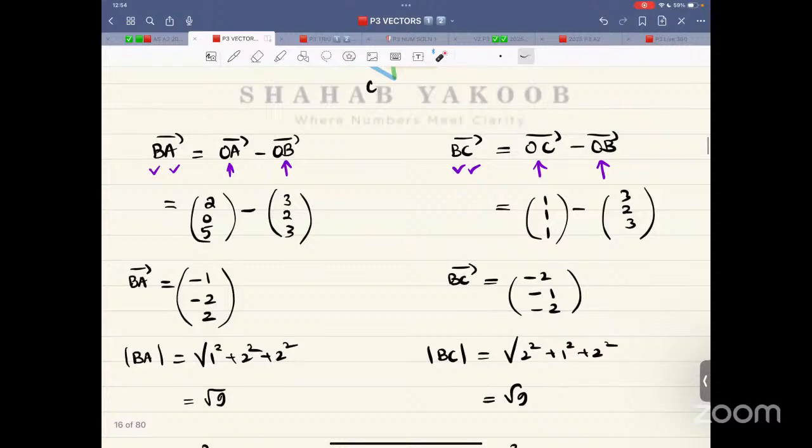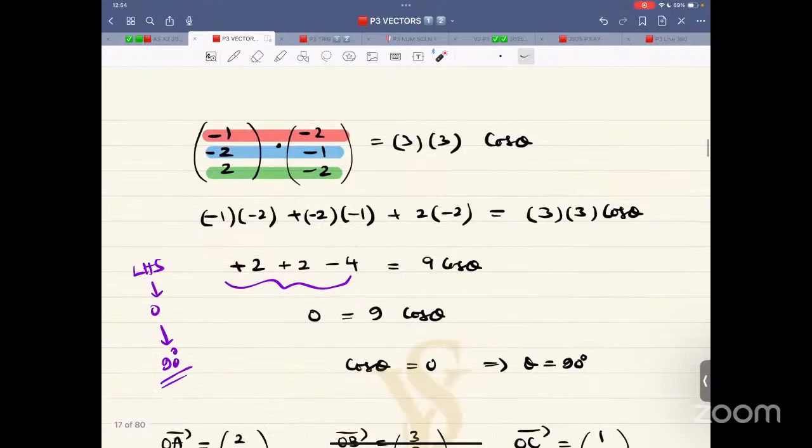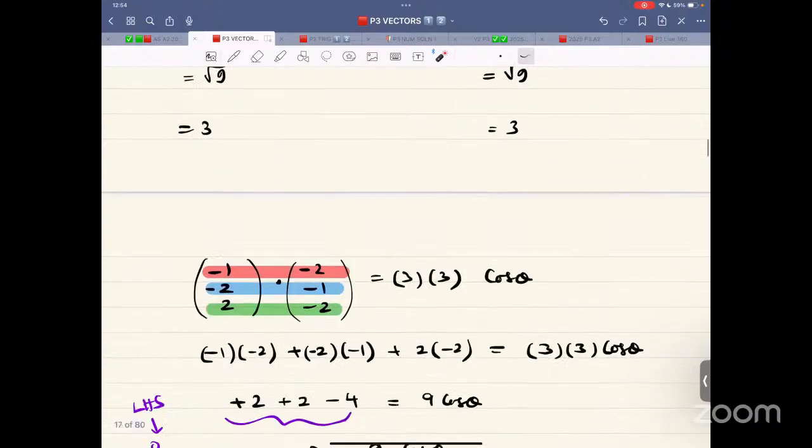Let me take BA, which is the position vector of the second letter, OA, minus the position vector of the first letter, OB. Let me evaluate BC, which is OC minus OB. Magnitude of BA, magnitude of BC. Apply this as such. You don't need the magnitude because they were talking about a right angle, so the dot product would be 0.